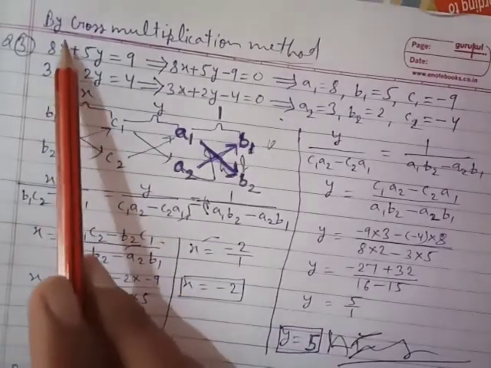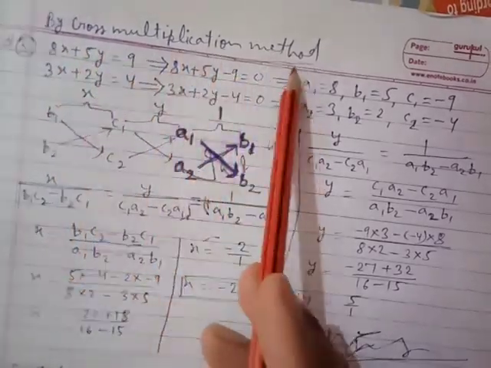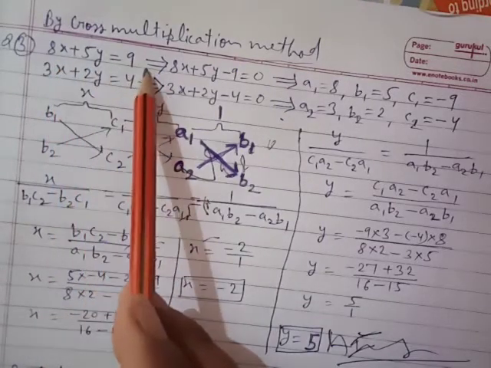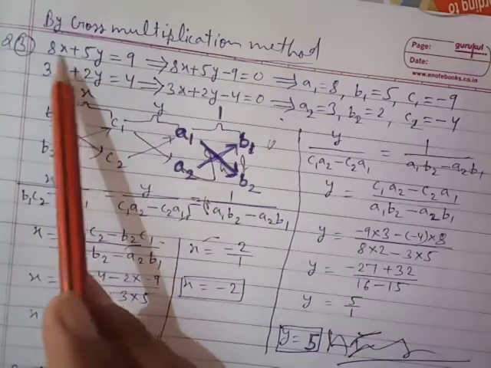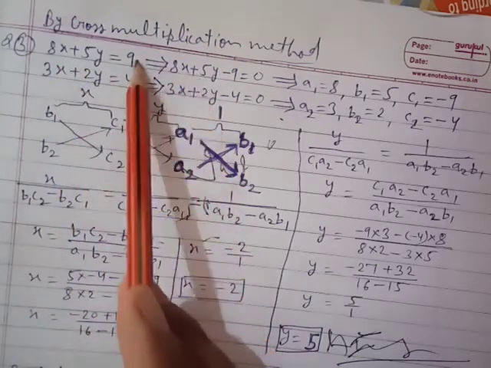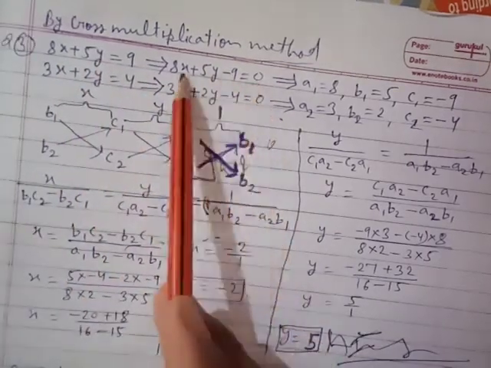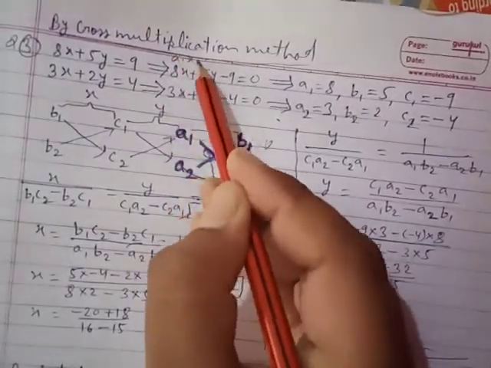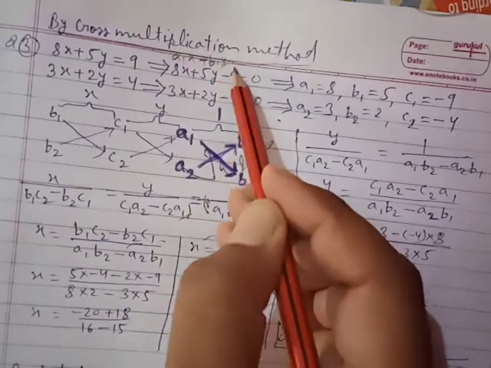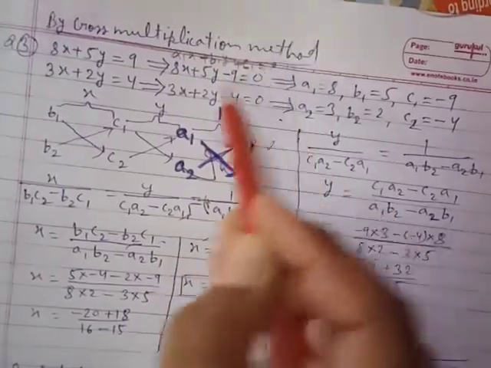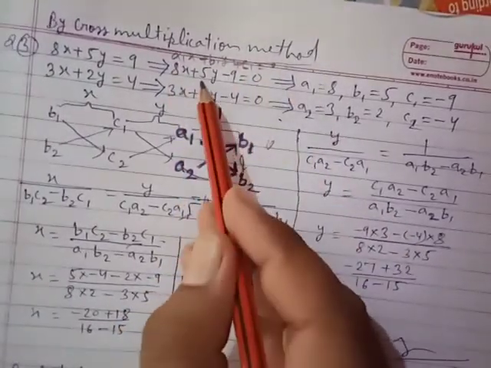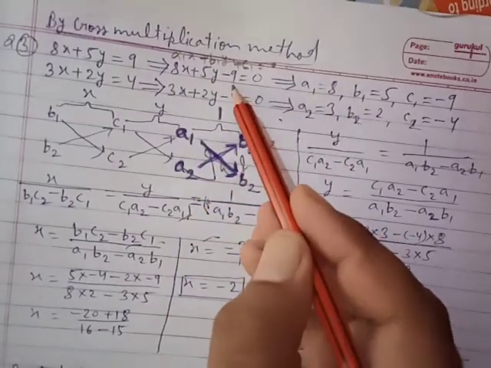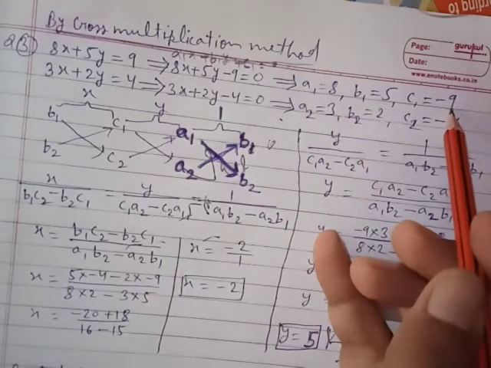Now first we will solve this by the cross multiplication method. First equation is 8x plus 5y equal to 9. Shift 9 this side: 8x plus 5y minus 9 equal to 0. Compare this with a1x plus b1y plus c1 equal to 0. So a1 is 8, b1 is 5, and c1 is minus 9.